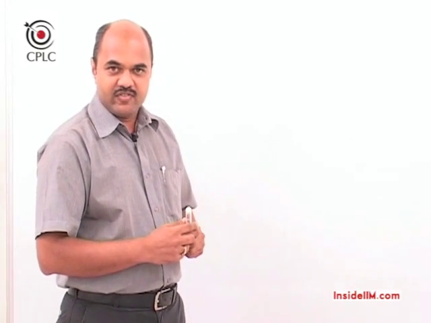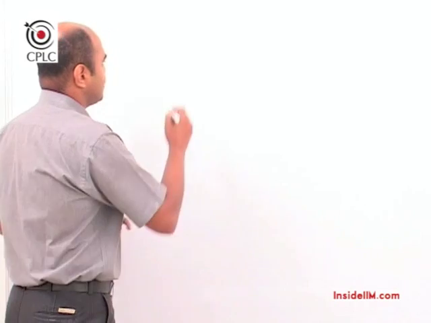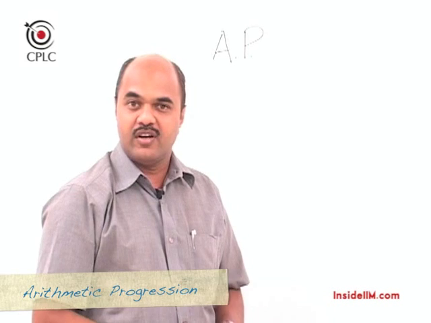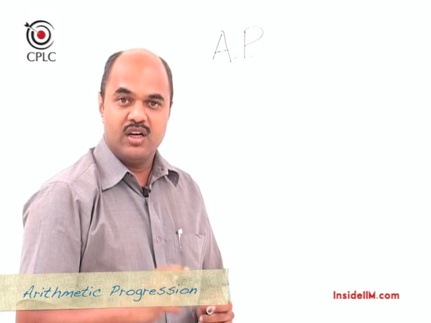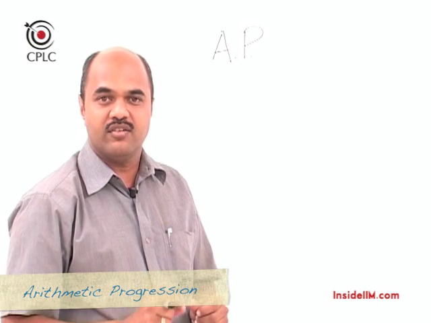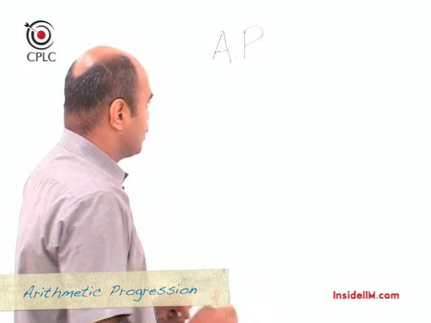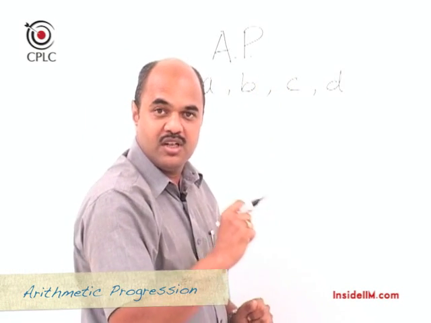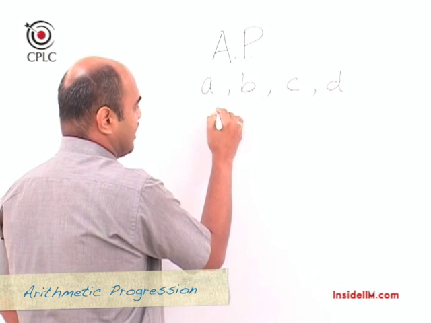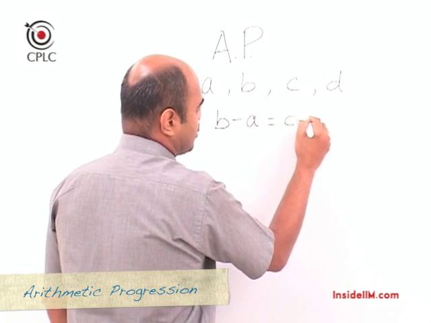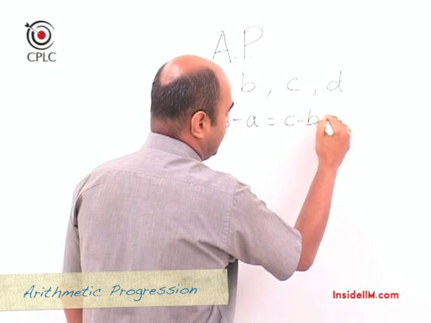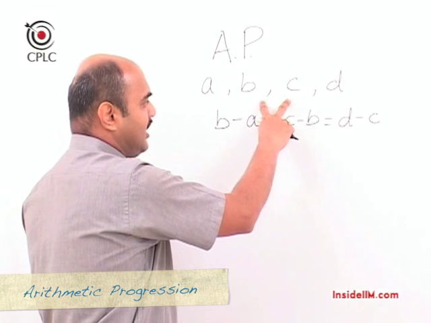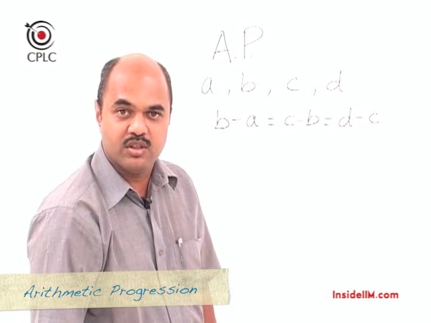Let's look at the first type of progression, which is called arithmetic progression or AP. Now, the characteristic of an arithmetic progression is that the difference between any two consecutive terms remains the same. So if we have terms a, b, c, d in arithmetic progression, then b minus a is equal to c minus b, which is equal to d minus c, which means the difference between any two consecutive terms always remains the same.